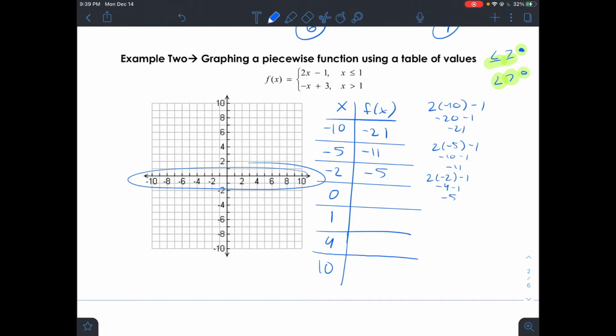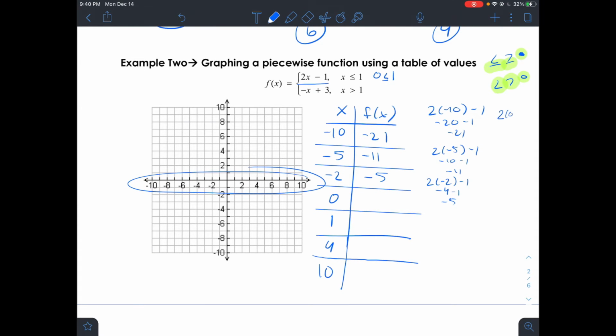All right. Now we've got 0. So again, we have to figure out, well, which function are we going to use for 0? Again, 0 is less than or equal to 1. So we're going to use that first function. So we're going to do 2 times 0 minus 1 gives us -1.